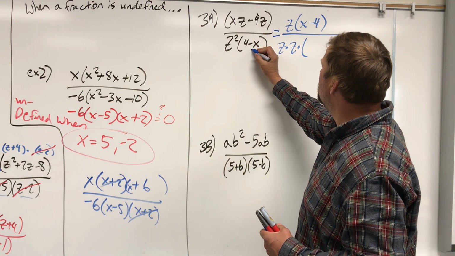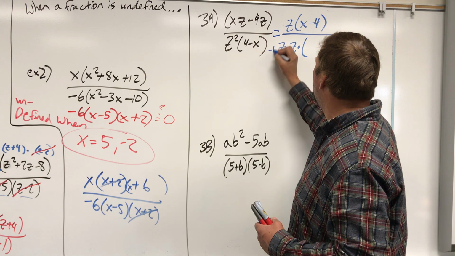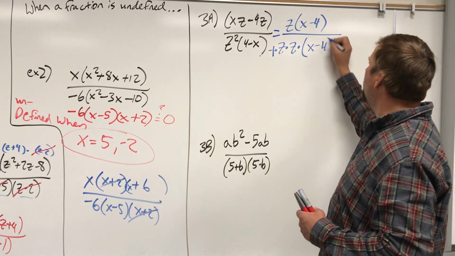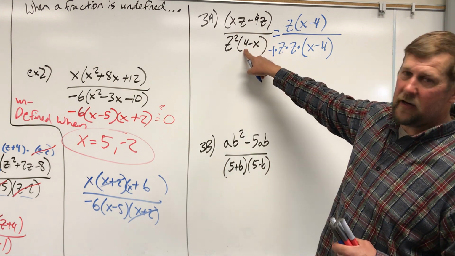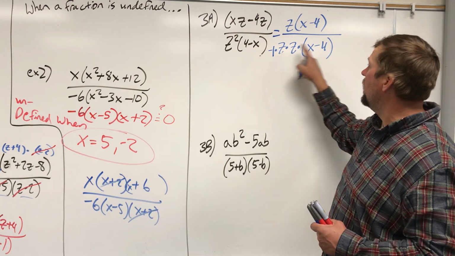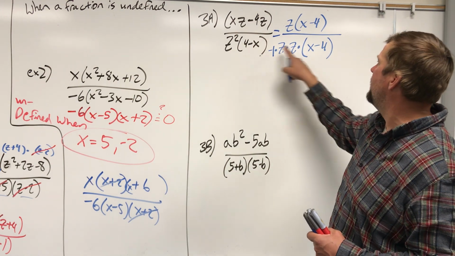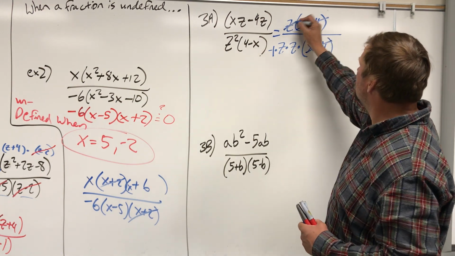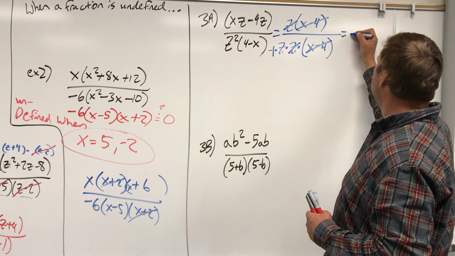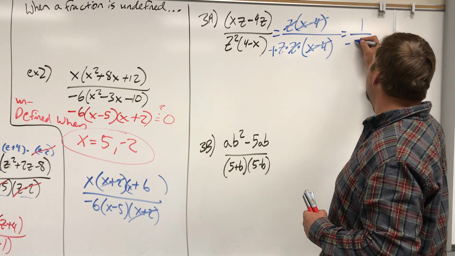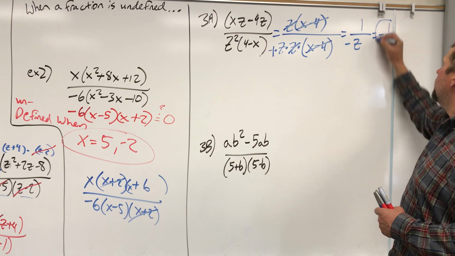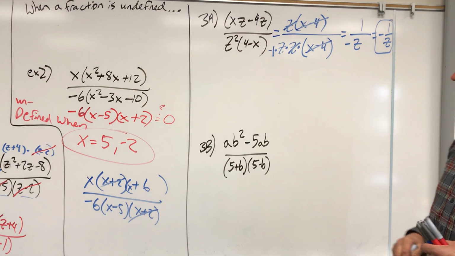So what I'm going to do is I'm going to take out a negative 1 out of that and make it into a x minus 4. If I take a negative out of positive 4, I get a negative 4, and a negative out of a negative x gives me a positive x. So I know these eliminate, so do these. It leaves me with 1 over negative z, or just negative 1 over z. That is my simplified fraction.